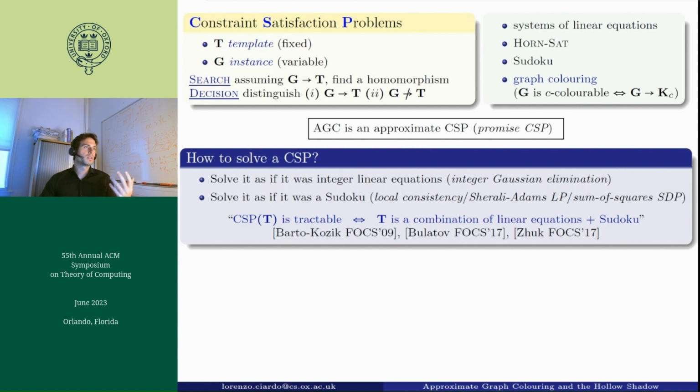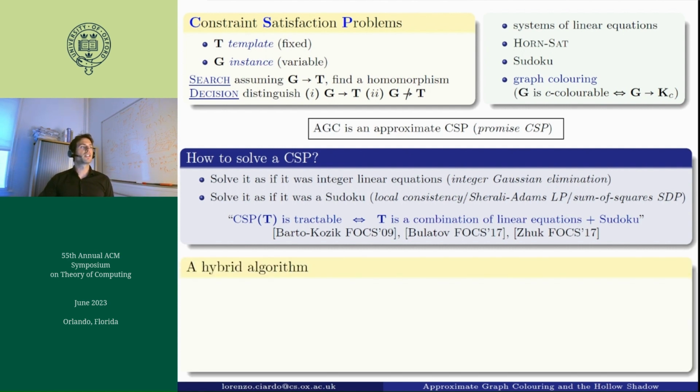Okay, so on its own, integer Gaussian elimination is not able to solve all CSPs, and the same thing is true for local consistency. So these two methods on their own are not powerful enough to solve all tractable CSPs. So efforts have been put into trying to find a unique algorithm mixing these two philosophies, with the aim of finding a universal algorithm solving all tractable CSPs.